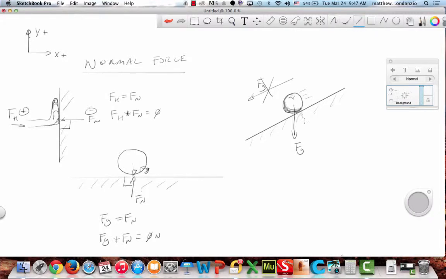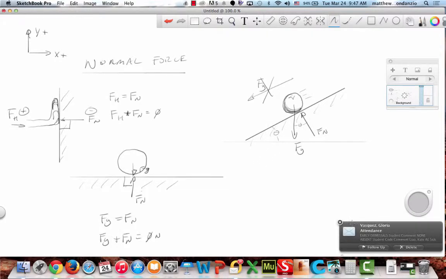So this is my normal force. Does everyone see that? And that angle ends up being this angle. So my gravity force is always pushing down, and my normal force is always pushing perpendicular.